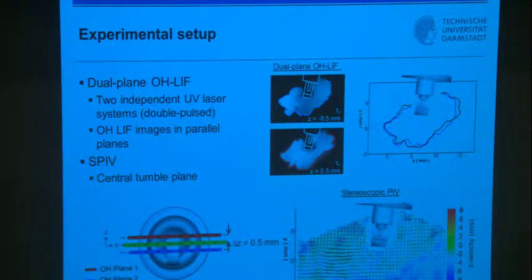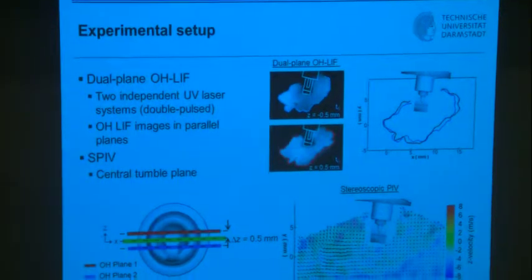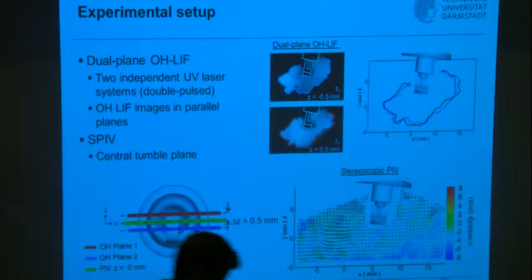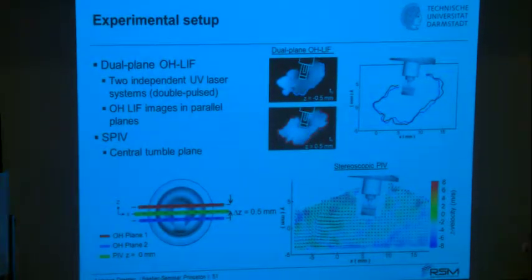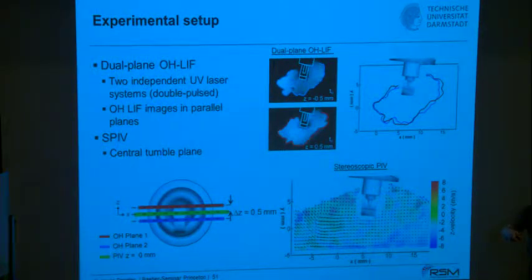So identical as before, but now the region of interest has been located around the spark plug in this dual plane OH-LIF approach, again using two independent UV lasers. But in this case, that has been not a high-speed, continuous high-speed laser, but we have used for each of the planes a double pulse YAG laser in combination with a dye laser, such that we have had only two instances from which we could deduce the overall flame speed.